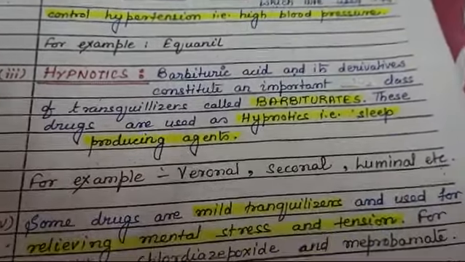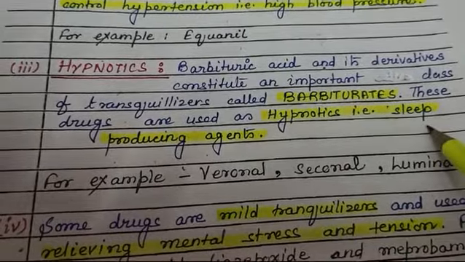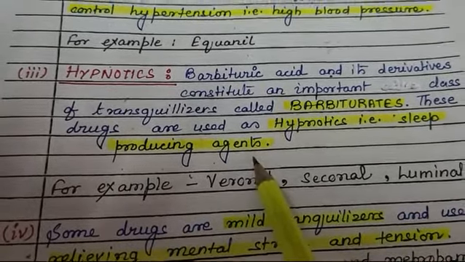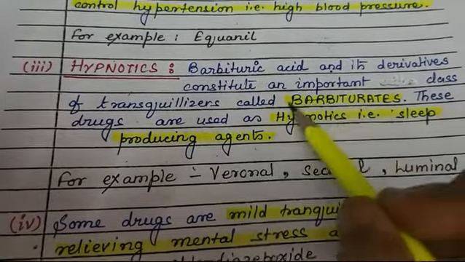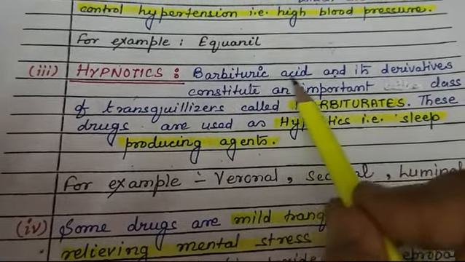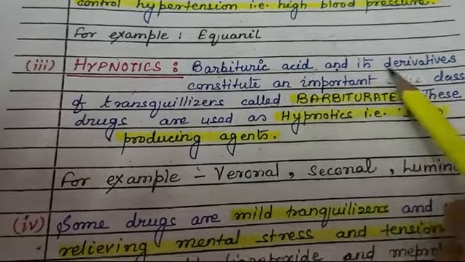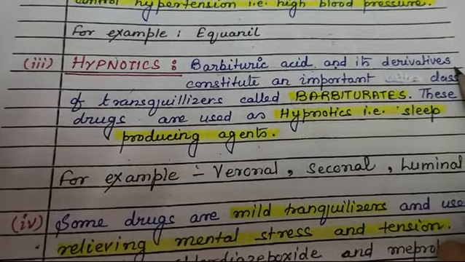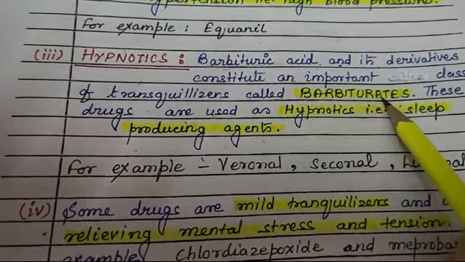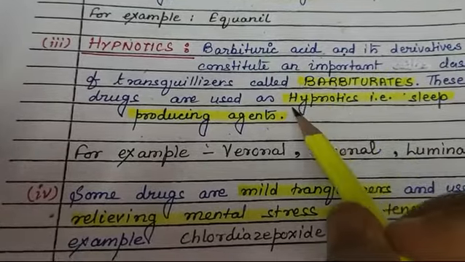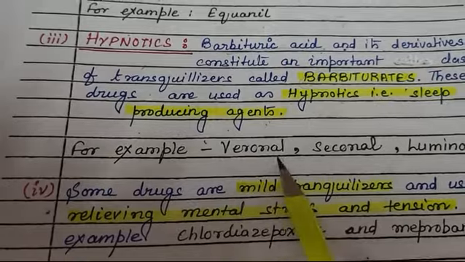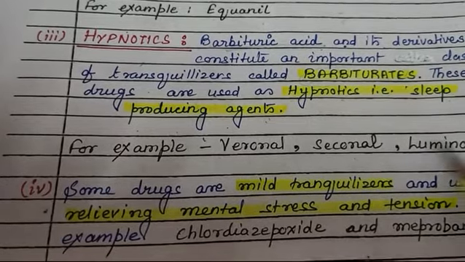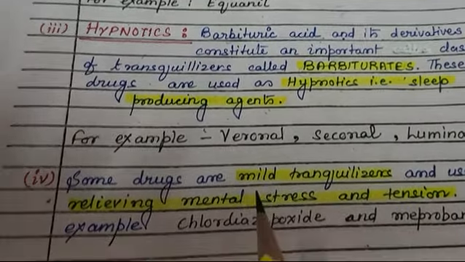Then hypnotics are the sleep inducing drugs. नींद की दवाइयाँ, what we commonly say, they are the sleep producing agents. There is a particular group of compounds which is known as barbiturates, they are the derivatives of barbituric acid. They are commonly known as barbiturates, and these compounds act as hypnotics, that is the sleep producing agents. For example, Veronal, Seconal, Numulin, they are the common drugs which are used in this case.